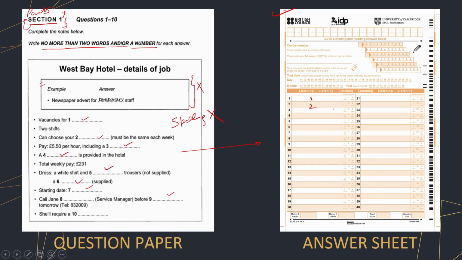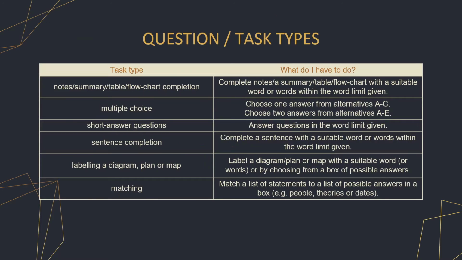You get the idea. Now let's move to the type of questions that we can see in the listening section of the exam. The first one is notes, summary, table, or flowchart completion. Basically, in this, you would be required to complete notes, a summary, table, or a flowchart with suitable words within the word limit given. Okay.